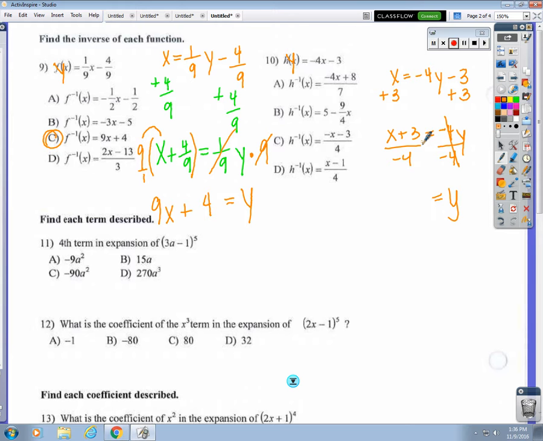But I don't see something that looks exactly like that, but something similar. The way they got C is they just chose to take that negative and put it in the top on both of them and leave 4 positive. Just think about it. Isn't x over negative 4 really the same thing as negative x over 4? And isn't 3 over negative 4 the same thing as negative 3 over positive 4? As long as one of them's negative, it doesn't matter where it is. So they just chose to take the negative and move it to both the numerators, which is fine. Okay, number 11.